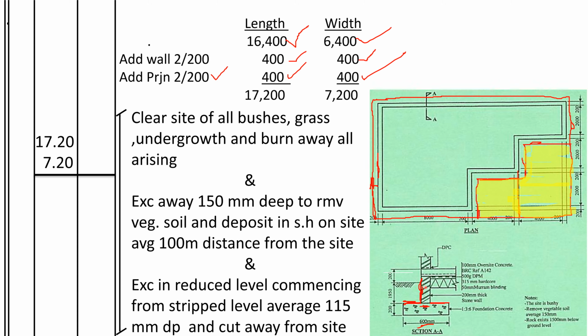Then we remove the vegetable soil for 150. So 265 minus 150 shall remain with 115. So we need to excavate another 115 millimeters deep. And this one, we call it excavating reduced level, commencing from stripped level, from where we stripped away the vegetable soil. We go deeper, 115 millimeters, and cut away from the side.